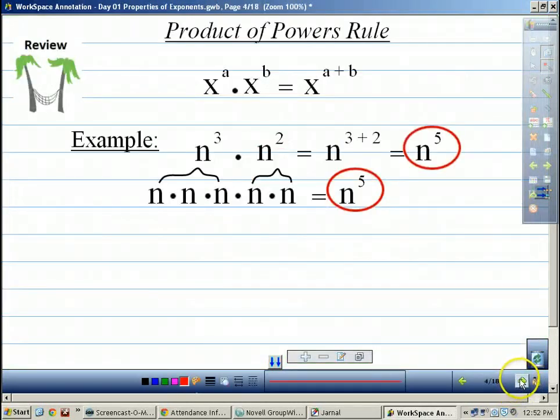So we'll be looking at some basic problems like this. Remember, these are just shortcuts and shorthands. Instead of saying n to the 3 is 3 n's, and n to the second is 2 n's, how many n's do you have altogether? Well, we have 5 n's. So instead of writing out n times n times n times n times n and counting them all up, we can know without doing that that we just add them together. So when you're multiplying, you just add up the exponents.